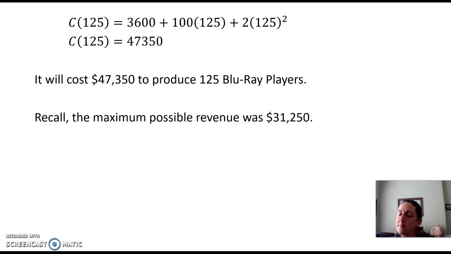And we can see this isn't good. You don't want to spend more than you're going to make selling your product, so something needs to change. Maybe you need to find a way to produce them at a cheaper value, or maybe you need to charge more for your price and make them more expensive so you make more money in revenue. And that's what you're going to have to talk about with your company.